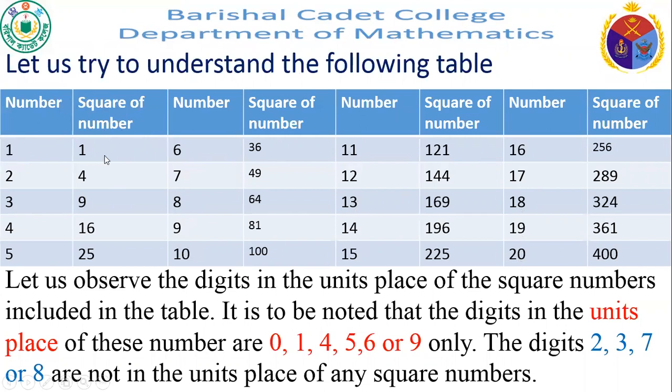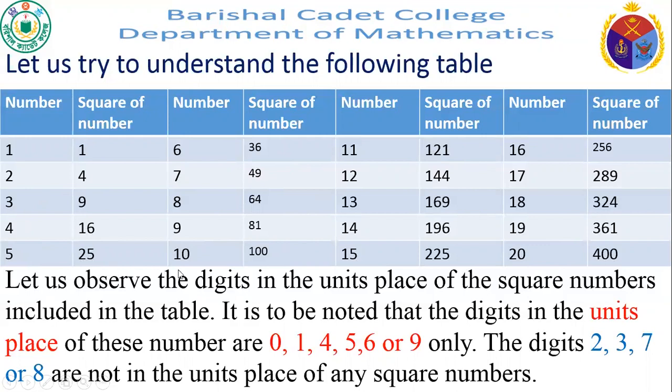So the square of 1 is 1, square of 2 is 4, square of 3 is 9, square of 4 is 16, square of 5 is 25, square of 6 is 36, square of 7 is 49, square of 8 is 64, square of 9 is 81, square of 10 is 100. And in a similar way, the square of 20 is 400.